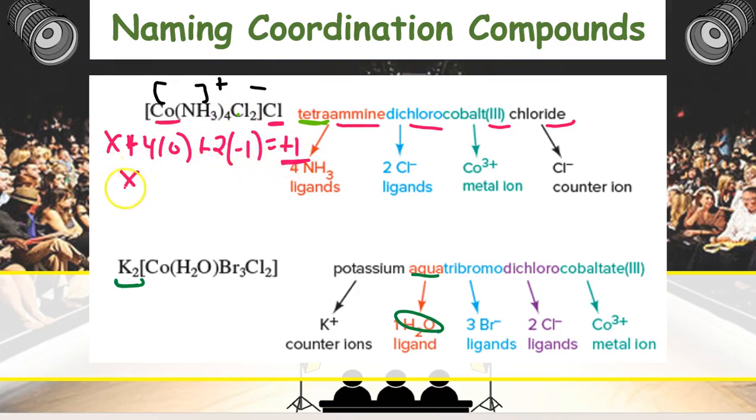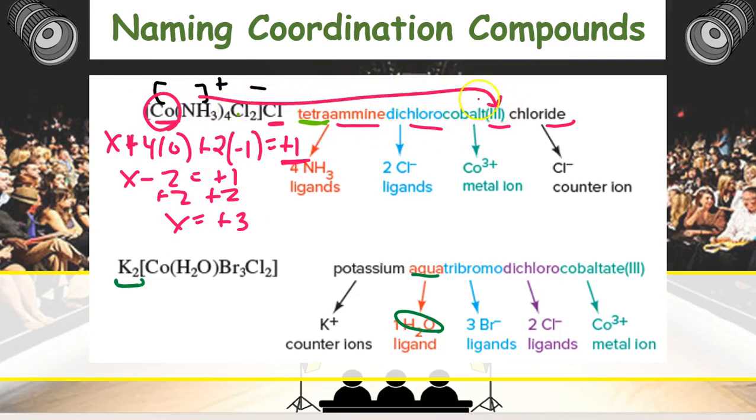Okay? So you're going to have X minus 2 is equal to plus 1. You're going to add 2 to both sides, and you're going to get X is equal to plus 3. So our cobalt is going to have 3 in Roman numerals to dictate its oxidation state. And of course, we end by naming the actual counter ion and writing it out as chloride.